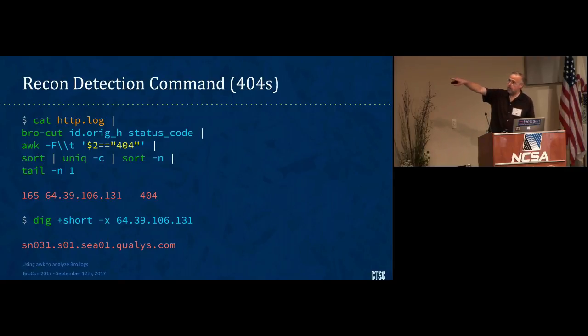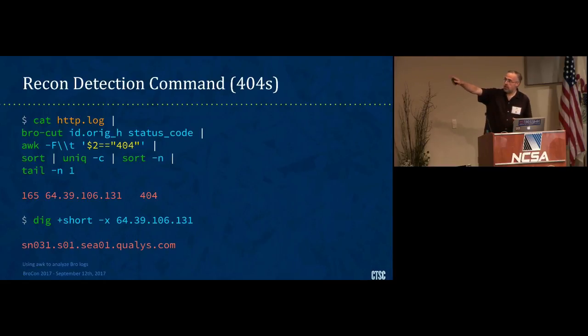So here's the command. We start with catting the log into bro-cut, and here's a great example of using bro-cut and awk together. We don't really care about all the columns in the Bro log in this case, we just want two. So we get the origin host and then the status code from bro-cut. We pass that into awk, telling awk that the columns are separated by tabs, because normally awk will separate them by any type of white space. The problem with that is that once you start getting into columns that have white space in them, like a browser user agent, your columns end up getting messed up, and from awk's point of view you might have a varying number of columns. So you have to tell it the format of the Bro log.